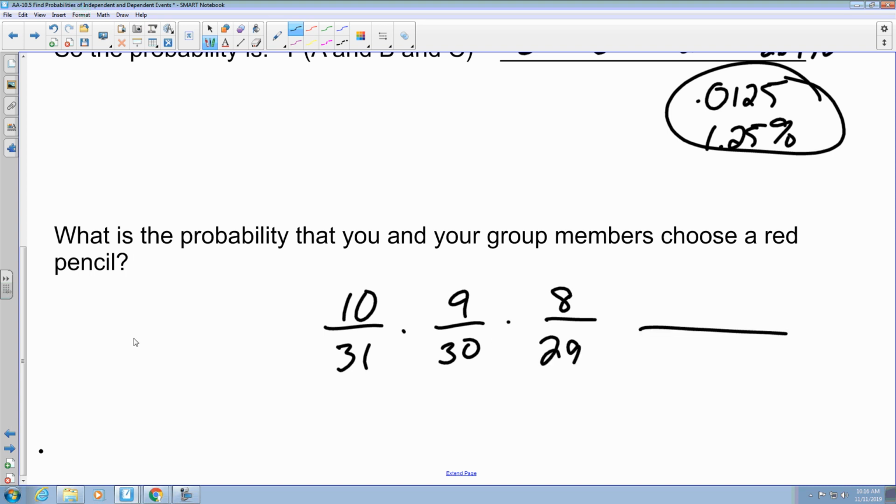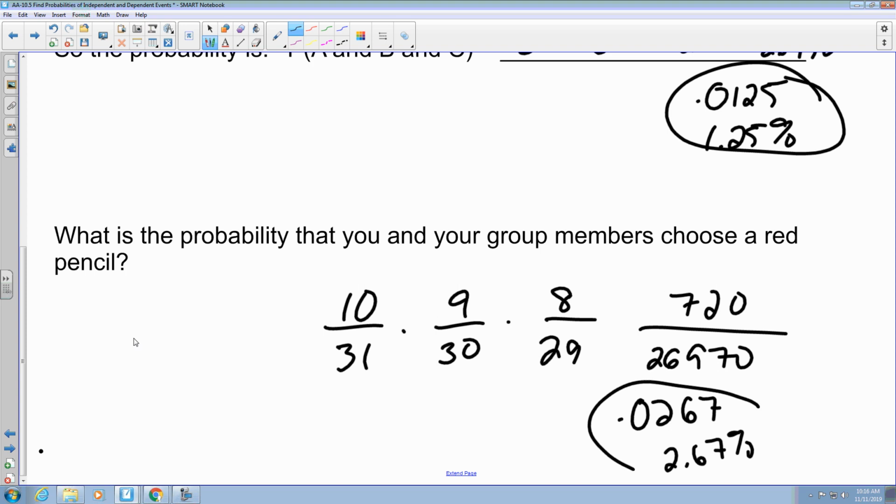So the 26,970 remains the same, and 9 times 10 times 8 should be what, 720, and that gets us 0.0267, so there's about a 2.67% chance of that occurring. Okay.